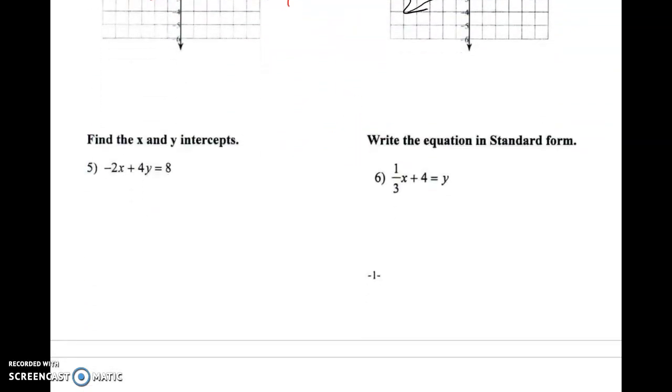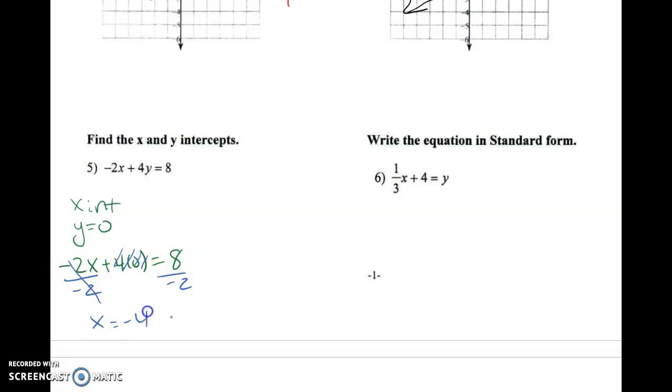For question 5, it says to find the x and the y-intercept. When I find my x-intercept, I'm going to plug in y to be 0. So I get negative 2x plus 4 times 0 equals 8. Well, 4 times 0 is just 0, and so I need to divide by negative 2. So I get that my x is negative 4, so my x-intercept is the point negative 4, 0.